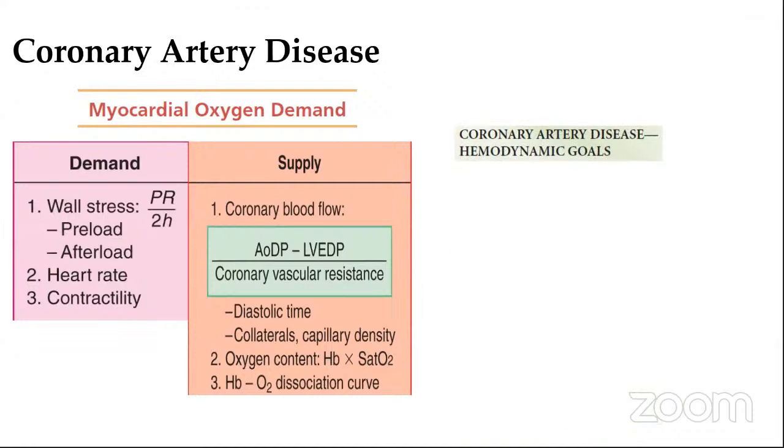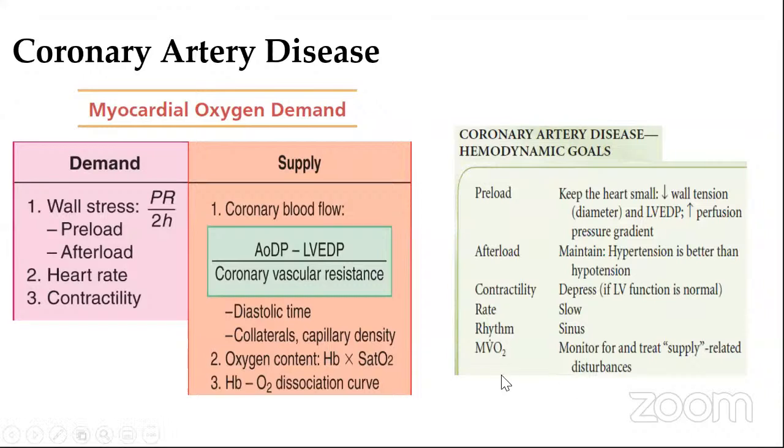So what are our coronary artery disease hemodynamic goals, as an anesthesiologist and for you as well as a surgeon? And us in anesthesia, we use this form. So we are focused on preload, afterload, contractility, rate, and rhythm. These are the most important 5 goals: preload, afterload, contractility, rate, and rhythm.